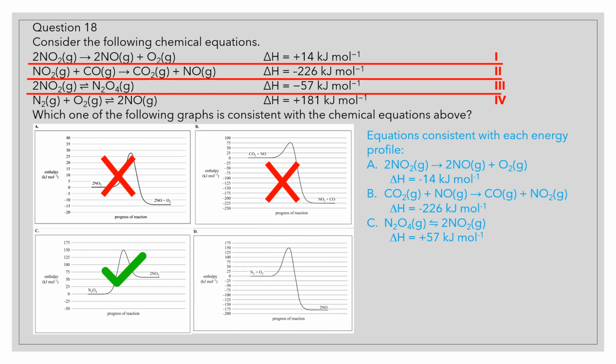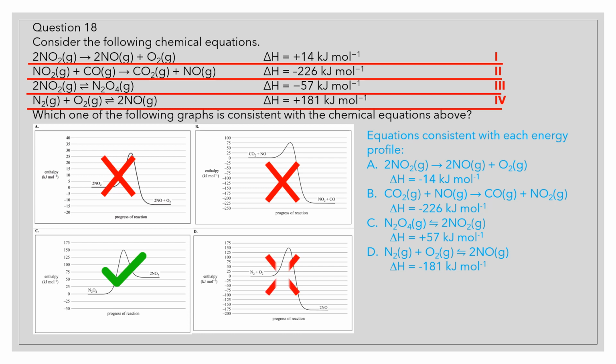D is an exothermic reaction, but number 4 is an endothermic reaction. So, D is eliminated.